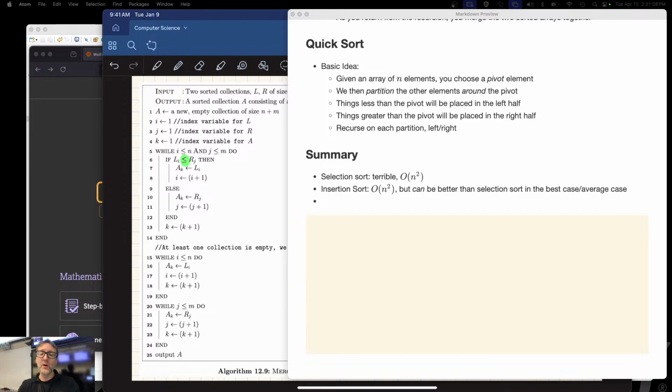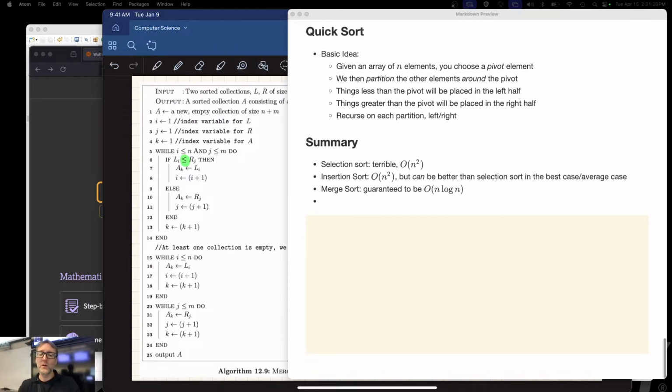Merge sort is guaranteed to be order n log n. Remember what we called that? Quasi-linear. Quicksort is likely to be order n log n, but it can be, in the worst case, order n squared.